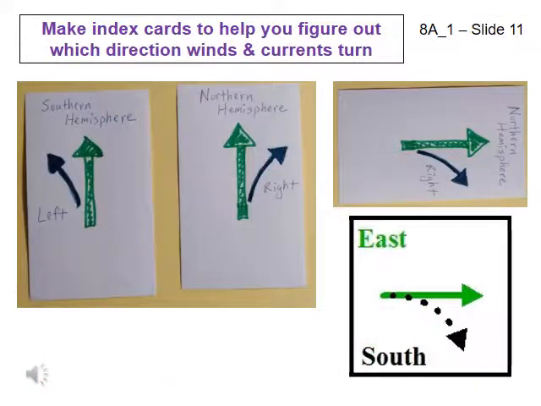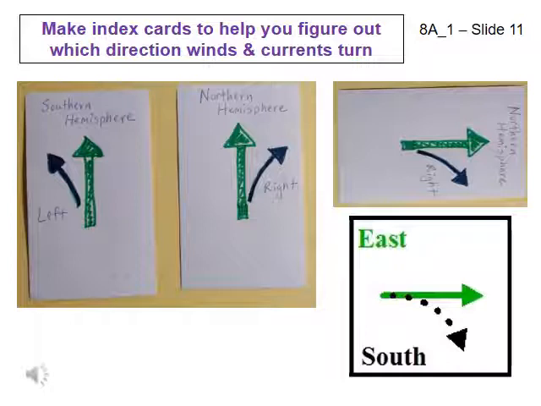Slide 11. Here is another strategy: make copies of the index cards below. Now, take your index card or piece of paper and rotate it so that the green arrow points in the same direction as the wind or current you are given. The black arrow on your index card will show you the direction it will turn. For example, the picture on the right side of the slide shows me holding the northern hemisphere index card next to the wind going east, and the black arrow on the card tells me that the wind will turn towards the south. Notice that I have focused on the northern hemisphere.